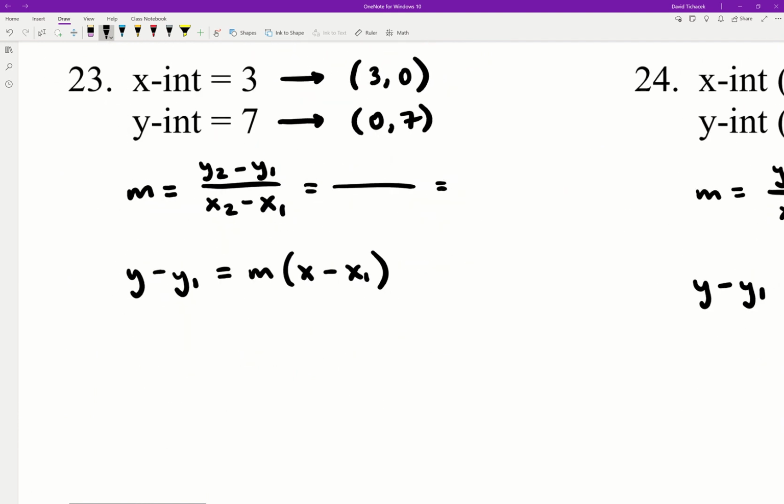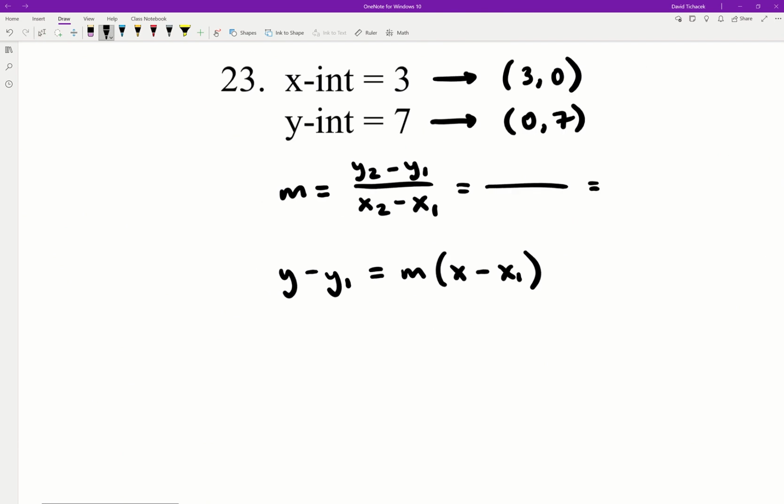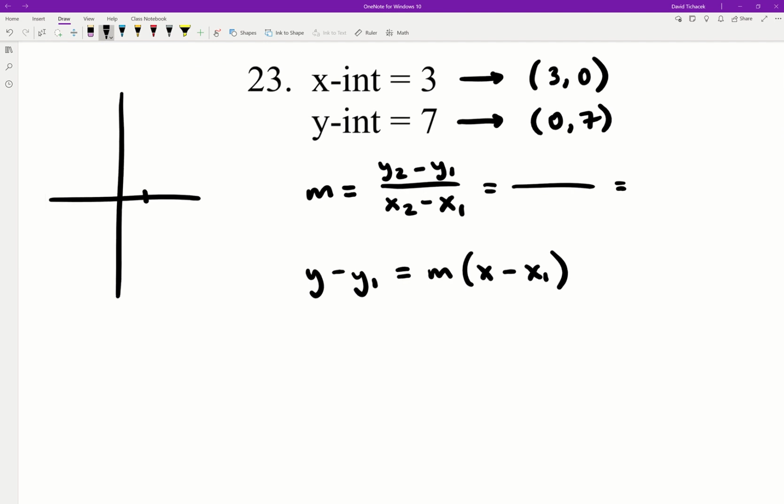So in this last example here, what we are given is the x-intercept and the y-intercept. Of course, these correspond to where my line is going to be crossing the x and the y-axis respectively. If I go ahead and draw a quick picture of that, you don't have to draw the picture if you don't want, but it would cross there at 3, and then up here at 7 on the y-axis. Your line would look a little something like that.